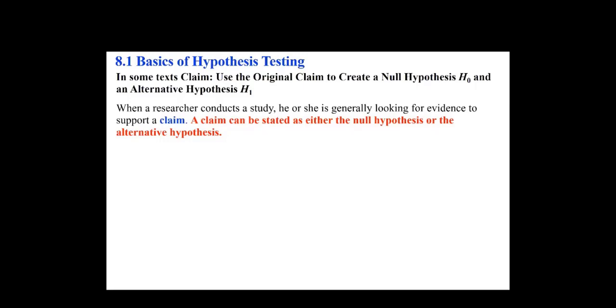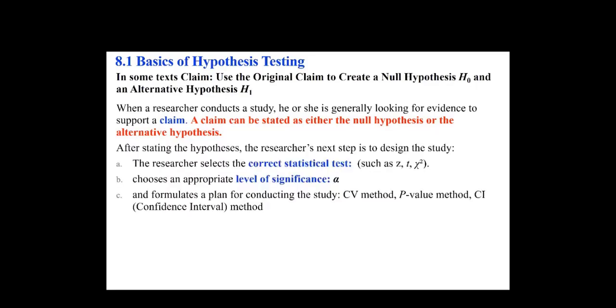Some authors and some texts specifically go for one. But over here, either way is fine. We don't have to force the claim to be the null or alternative hypothesis. It is what it is. So it could be the null, could be the alternative. We'll see. After stating the hypothesis, the researcher's next step is to design the study.